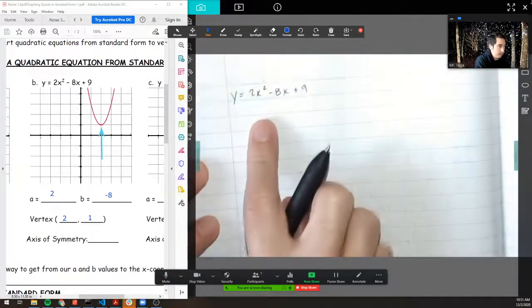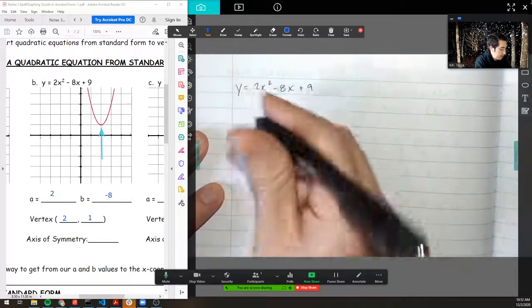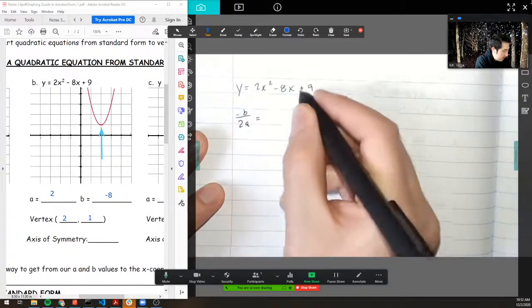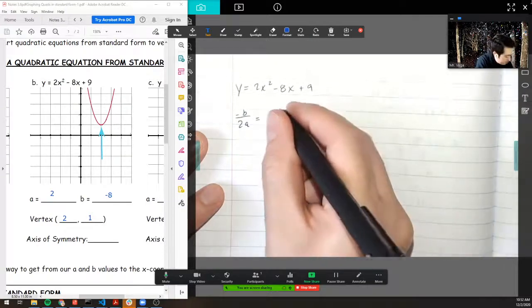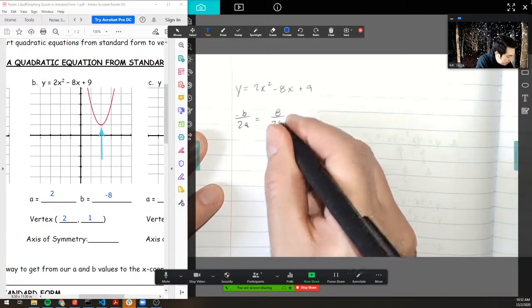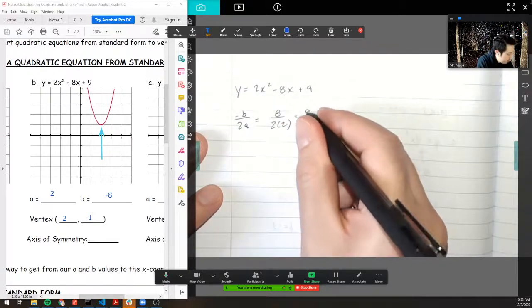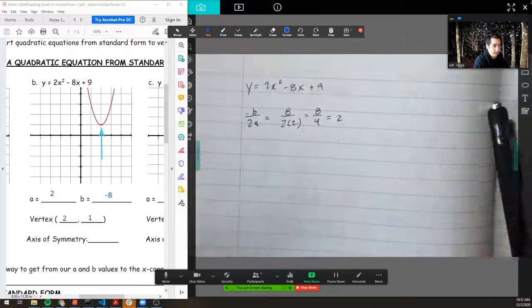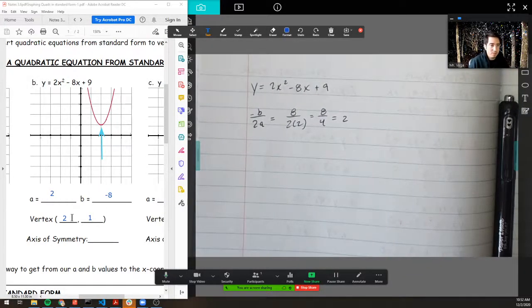So again, you can't see that. There it is. To find the h value, -b over 2a. In this case, b is -8, so -b is +8 over 2a. 2 times 2, a is 2 here. 8 over 4 is 2. And again, that's what the h is. You can see the vertex. The x component of the vertex is 2.